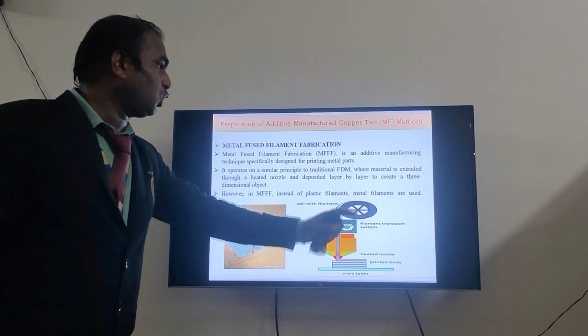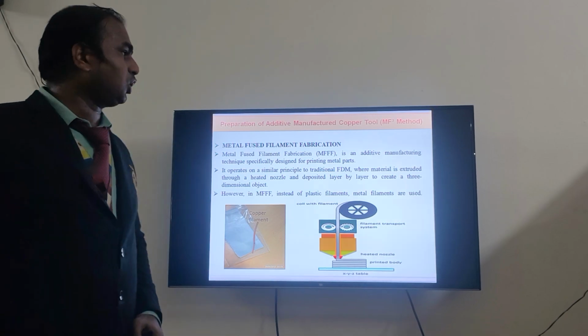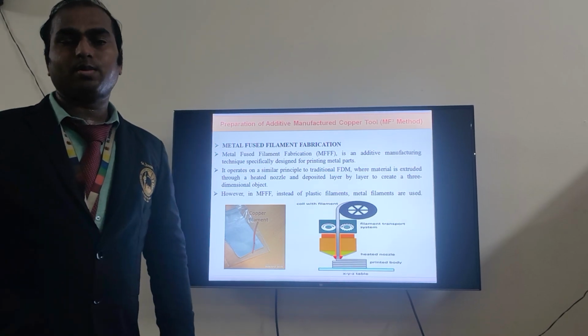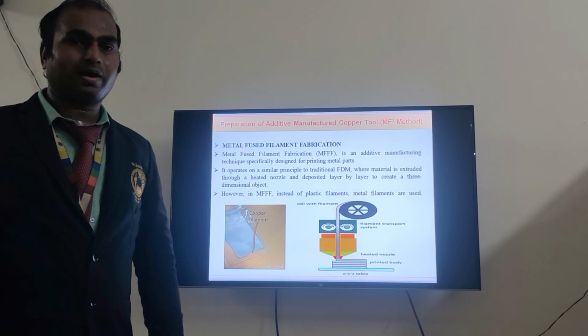Now I will tell you about the additive manufacturing copper tool made with the triple F, that is, the metal fused filament fabrication technique.